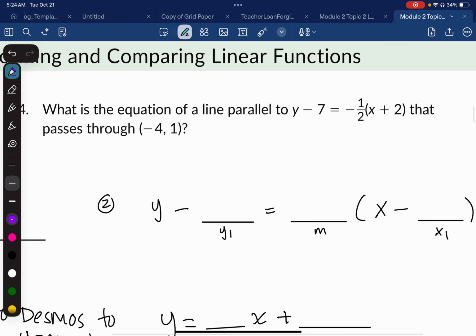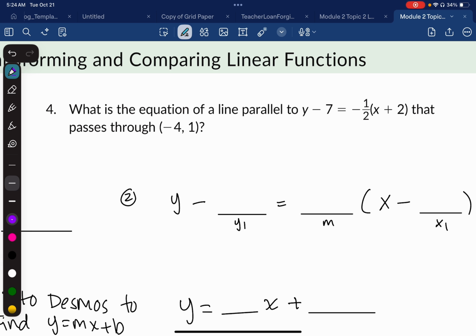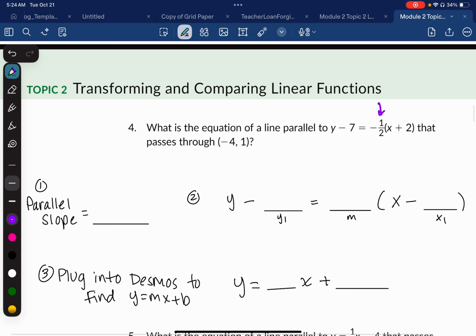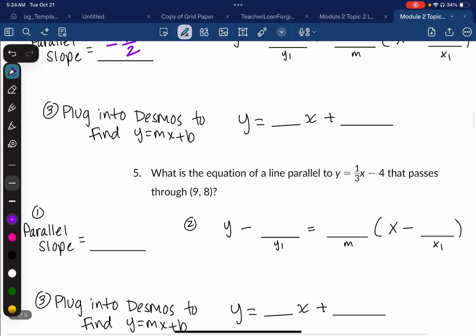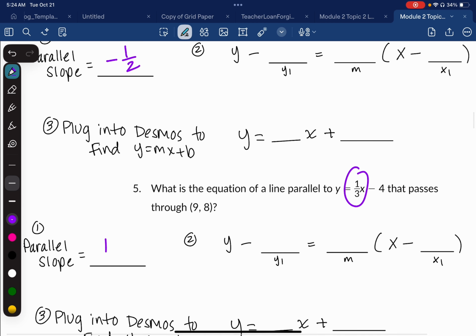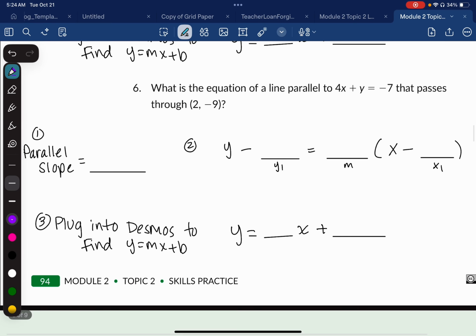All right. So this is an equation that is in point slope form already. What do we care about? We care about the slope. We need that number right here. This is the one that we make it parallel. So negative 1/2. And then this one is super easy. Where what is my slope? 1/3. So I need a parallel slope with the same number.